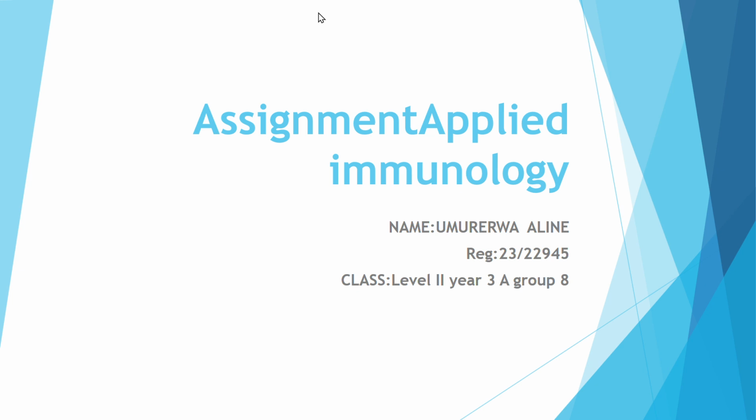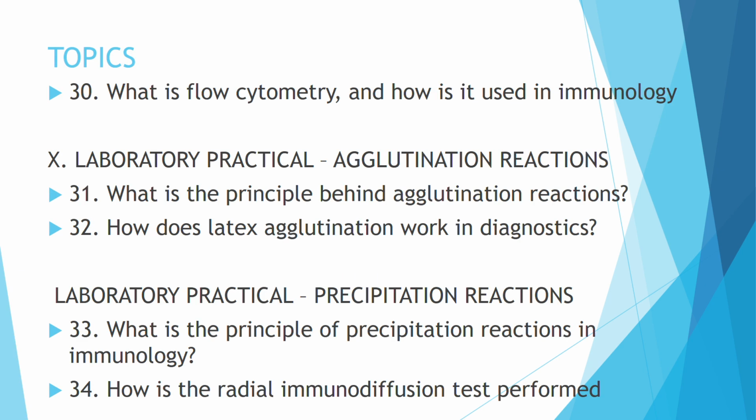I'm going to present about the assignment of applied immunology, and here are the topics which we are going to discuss. The first question is what is flow cytometry and how it is used in immunology. The second question is the principle behind agglutination reactions. How does latex agglutination work in diagnostics? What is the principle of precipitation reactions in immunology? And the last question is, how is the radioimmunodiffusion test performed?